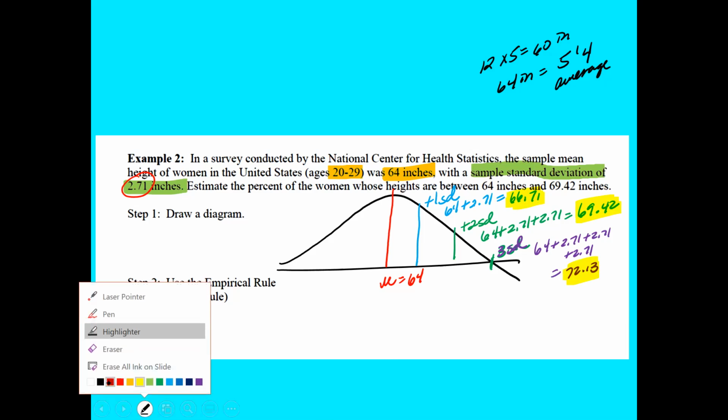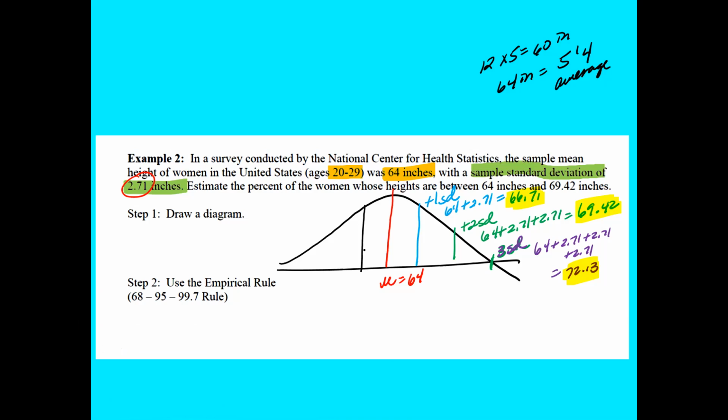Now on the counterpart of this, we also have to find the negative standard deviation. So I'm going to go ahead and draw my -1 standard deviation. That's going to be 64 minus 2.71, and that's going to be 61.29 inches.